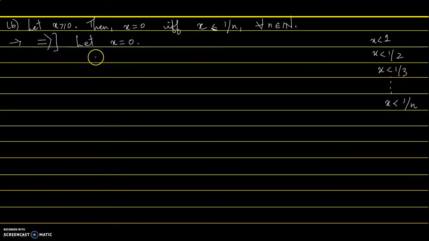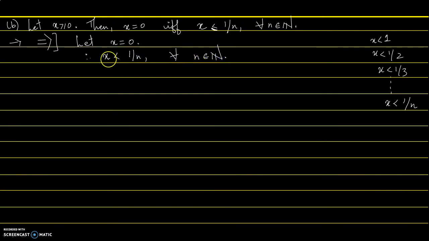Okay, let x be equal to 0. Then x is 0 and 1 by n will be a positive real number because n is a natural number, right? So x will be less than or equal to, in fact strictly less than, 1 by n for any n because n is positive. So x will be strictly less than 1 upon n for every natural number n, right?